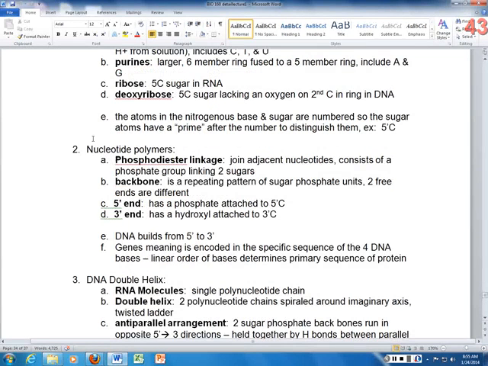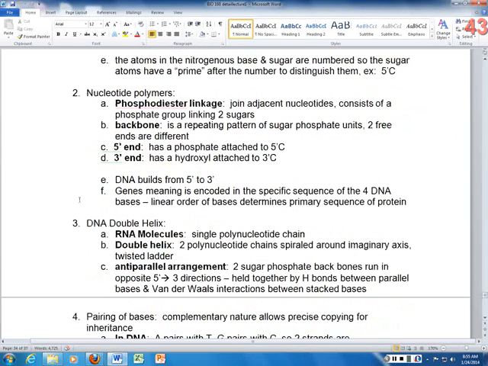So when you look at these carbons in there, each of the carbons is numbered so we can distinguish where things are. And we've created this arbitrary reference point for the two ends of the DNA: the 5' is going to have a phosphate attached to carbon number 5. The 3' end is going to have the hydroxyl attached to carbon number 3.